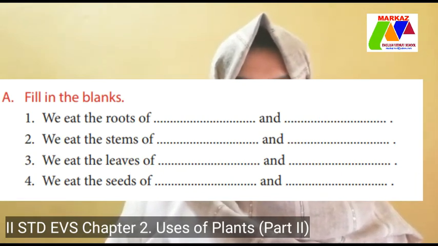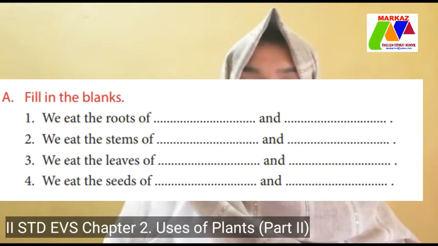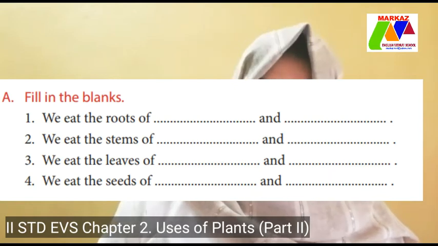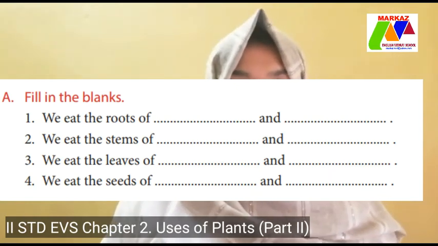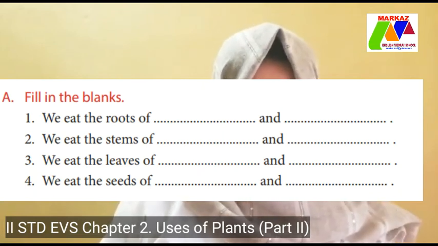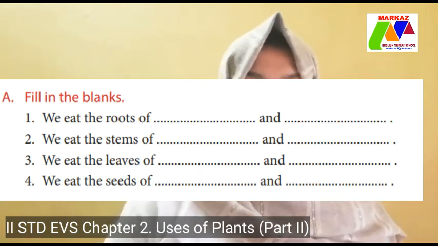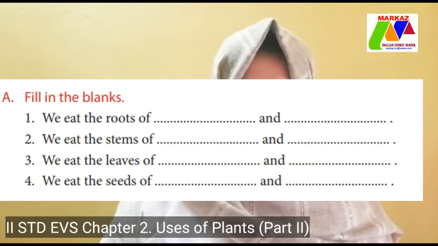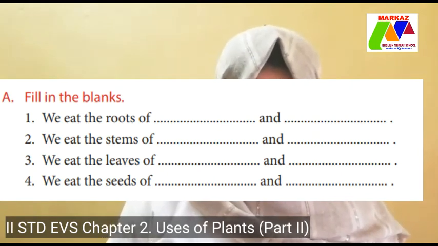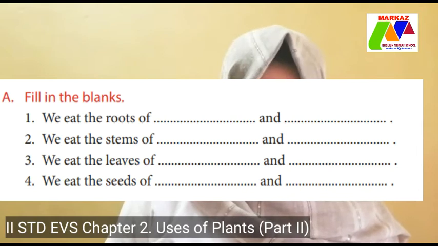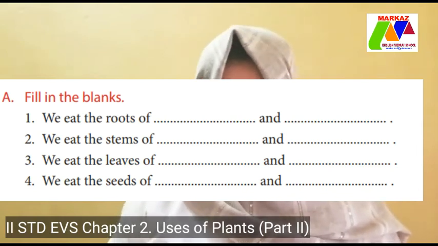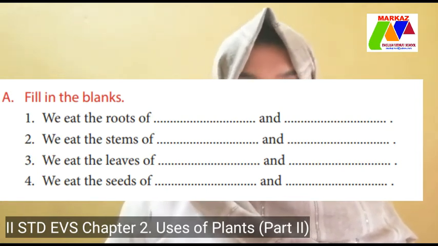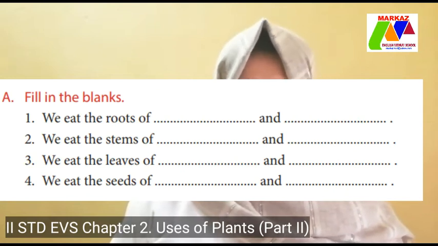We eat the roots of dash and dash. Yes, tell me children, what did you write? Yes, you can write carrot and beetroot, and also radish, turnip. You can write two of them. Then we eat the stems of dash and dash. Yes, stems of ginger and potato. You can write ginger and potato, then onion, then sugarcane. You can write two of them.